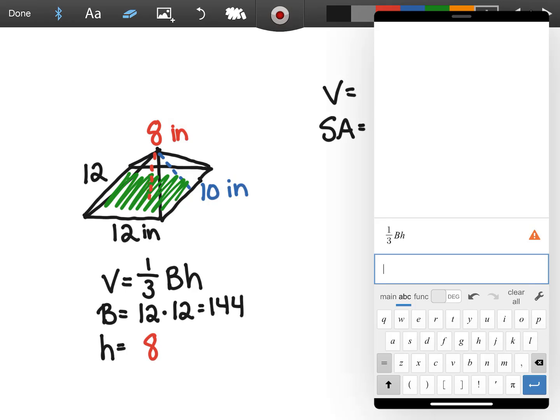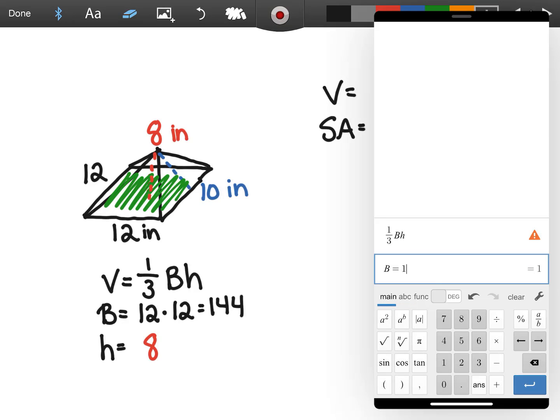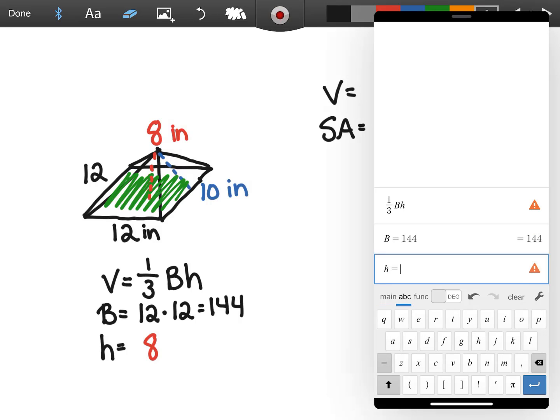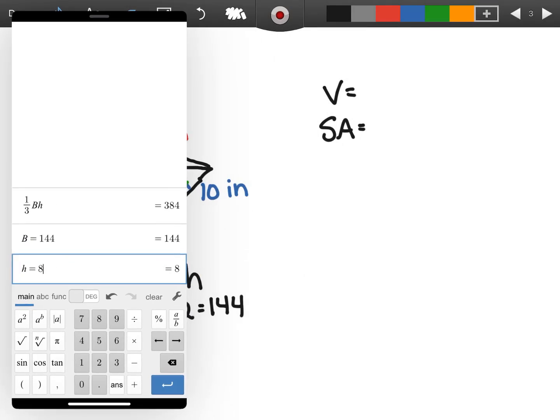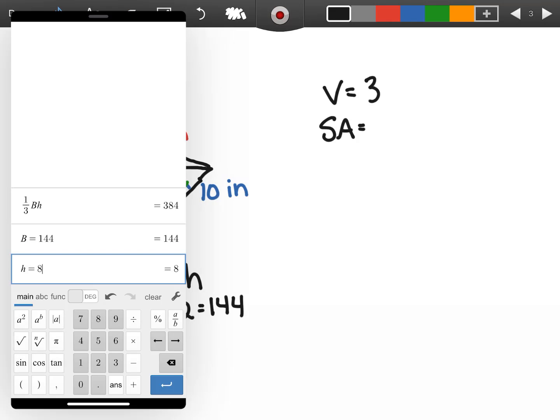It's important to note that if you use a capital B in the expression, you must use a capital B below. So big B is equal to 144. And H is equal to 8. So we end up with 384. Just as before, this is going to be in cubic units. So this is either cubic inches or inches cubed.